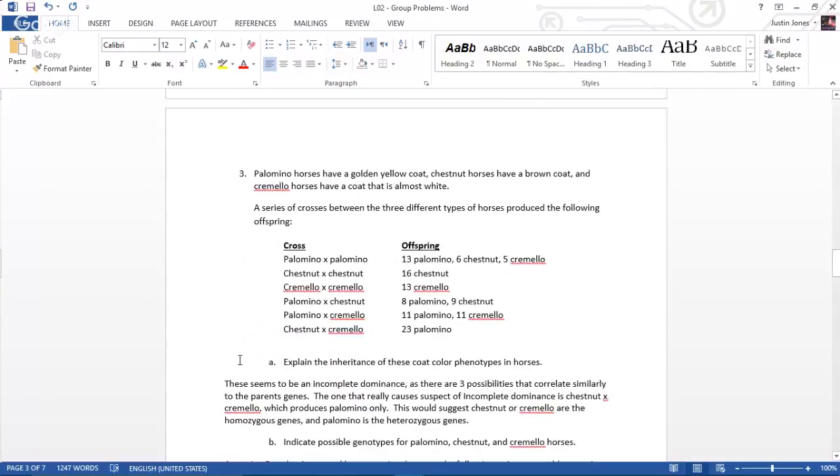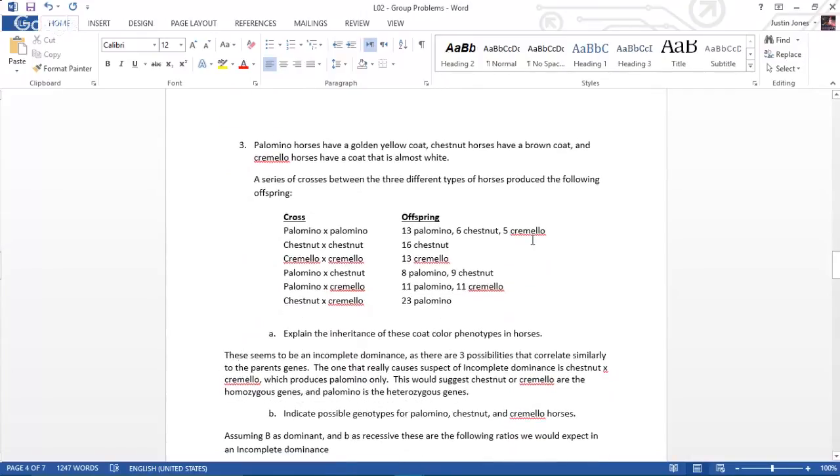Coming down to number 3, this is incomplete dominance. So it's the example the book or the readings gave, which was a red flower, white flower, and then in the middle a pink flower. You can break this up.